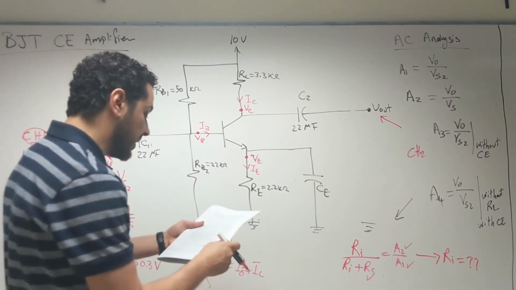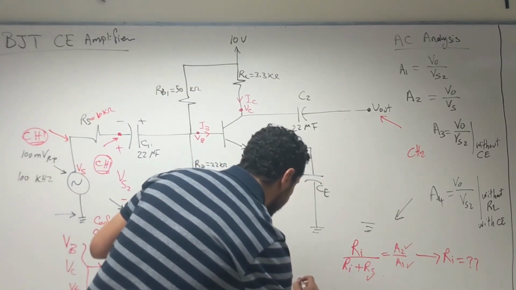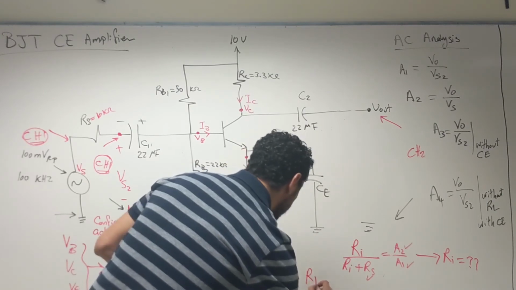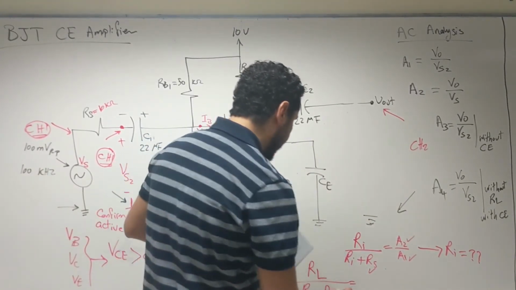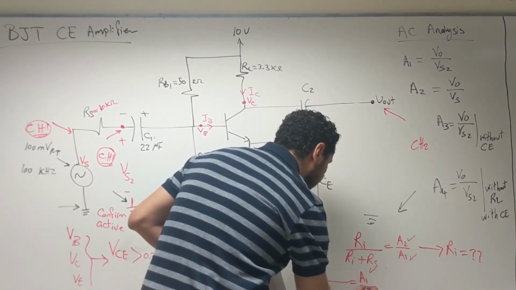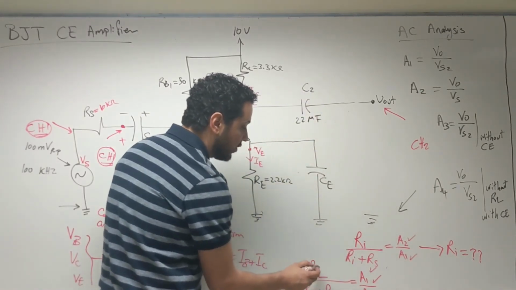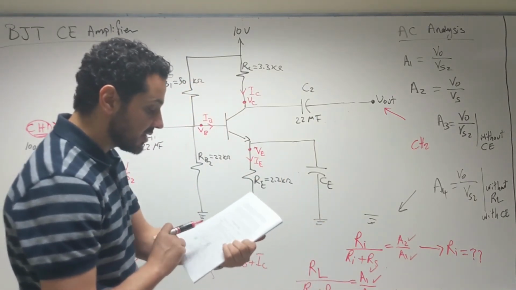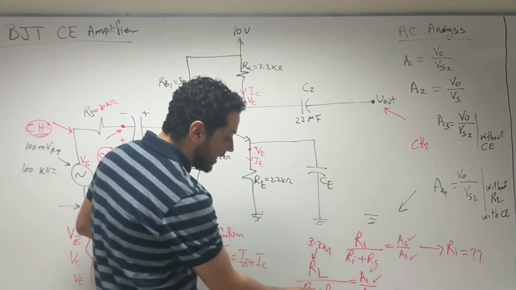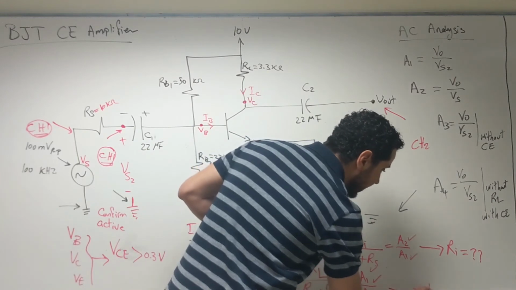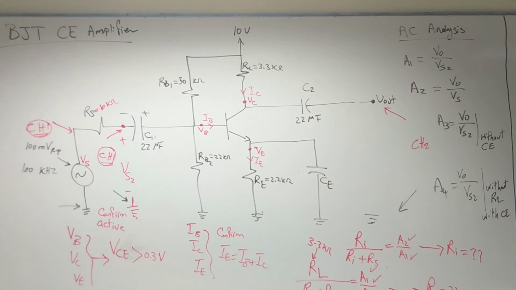We have a similar equation to calculate the output impedance of the amplifier. So we have another equation that says that RL over RL plus R output equals A1 over A4. We already calculated A1 and A4. We have the value of RL, and the value of RL in our circuit was 3.3 kilo ohm. So the only unknown in this equation is R output. So we can calculate R output, which is the output impedance of our amplifier.